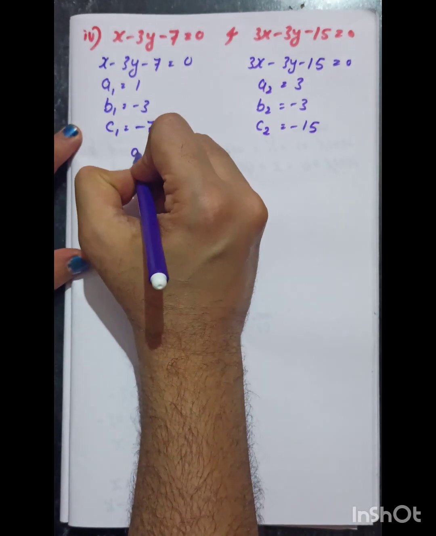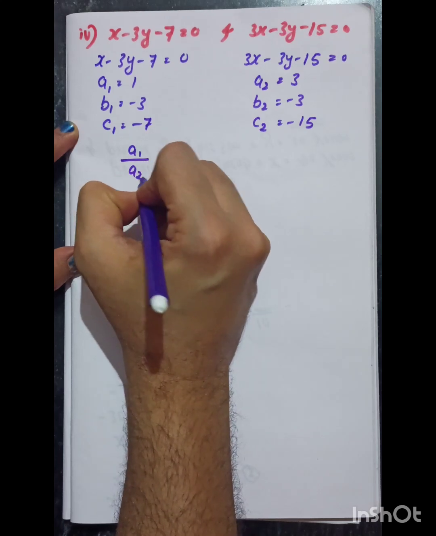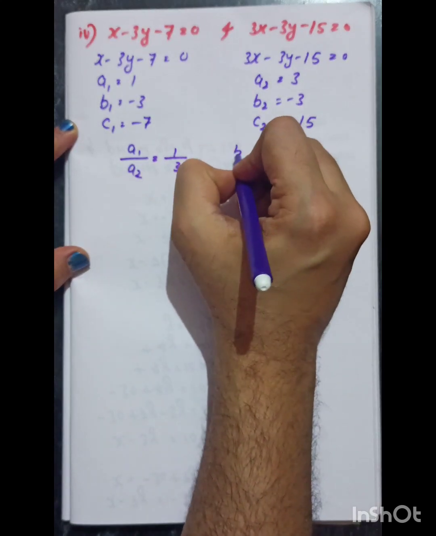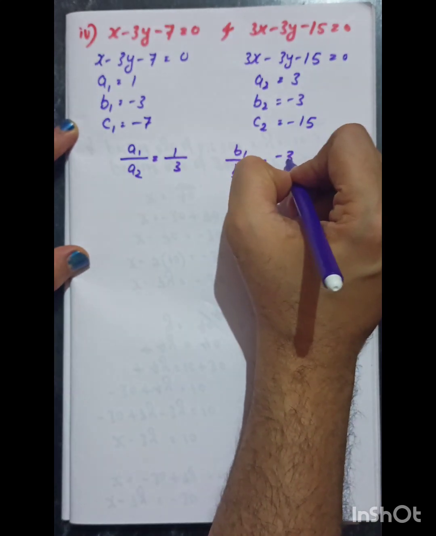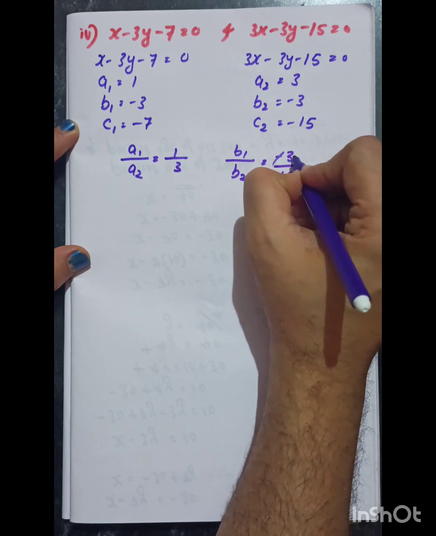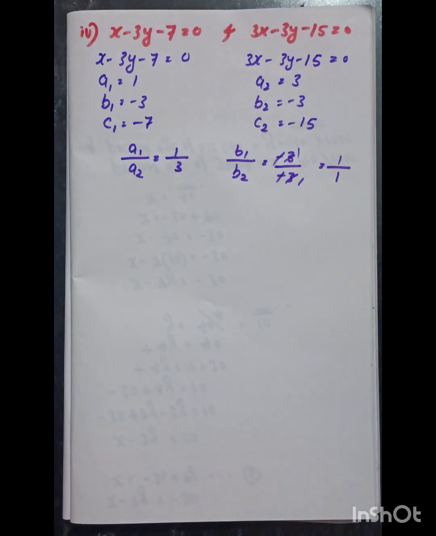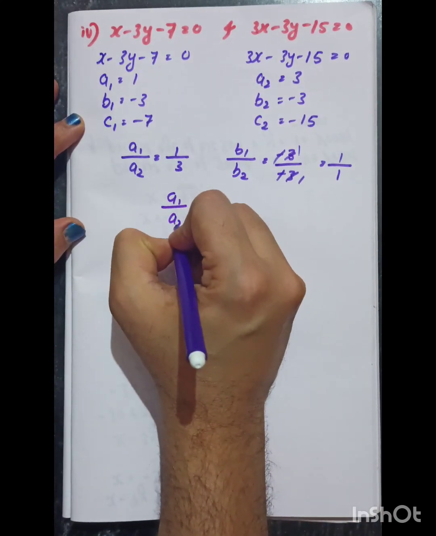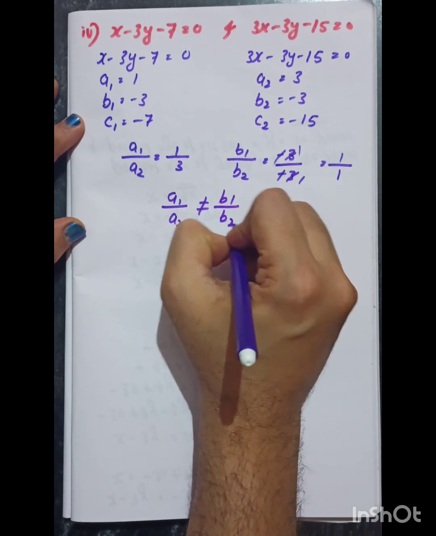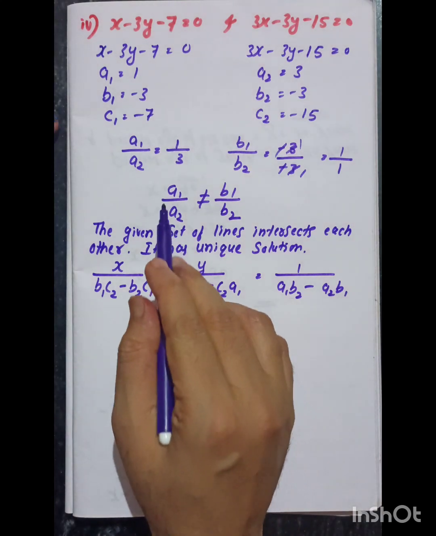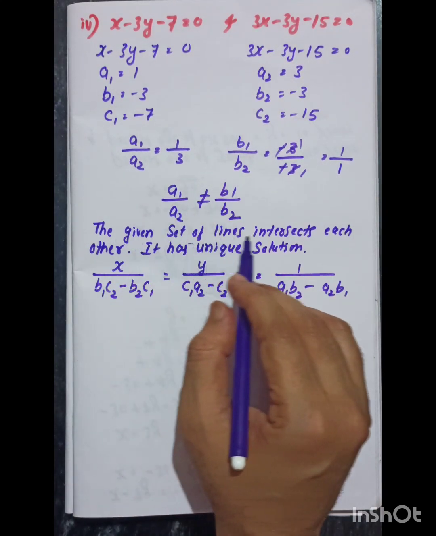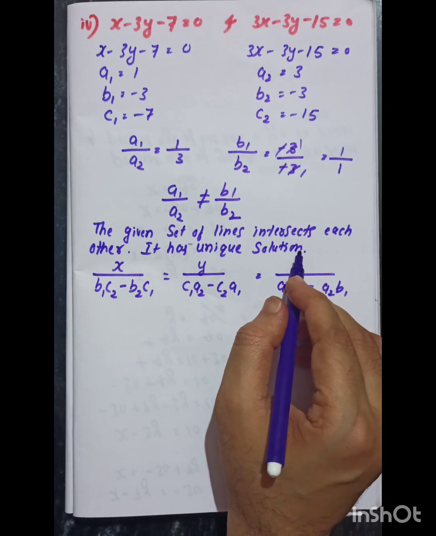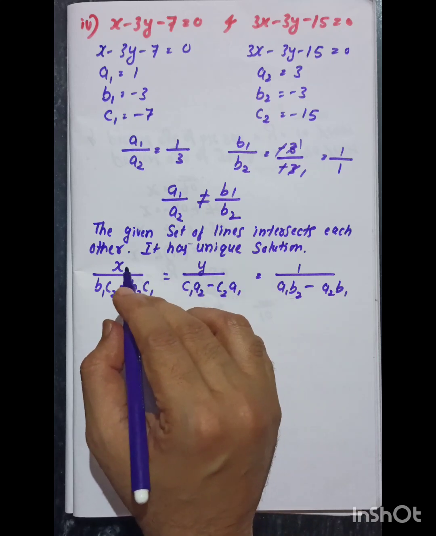Now a1 by a2, that is 1 by 3, b1 by b2, minus 3 by minus 3, minus minus get cancelled, 3 1s are 3, 3 1s are 3, that is 1 by 1. Here a1 by a2 is 1 by 3 and b1 by b2 is 1 by 1. It means a1 by a2 is not equal to b1 by b2, so it is not necessary to move towards c1 by c2. As a1 by a2 does not equal b1 by b2, the given set of lines intersects each other. It has a unique solution.